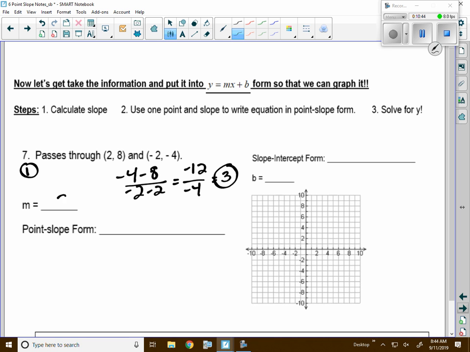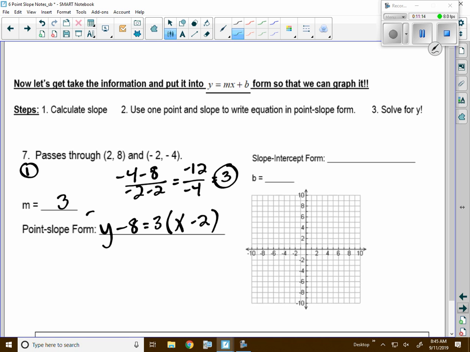So our slope is 3. Let's do point slope form. For the sake of doing this problem, we need to all use the same point. Okay? We're going to use 2, 8. So it should be y, tell me, minus 8 equals 3 x minus 2. Good. Good, good. Okay, so that was our second step.